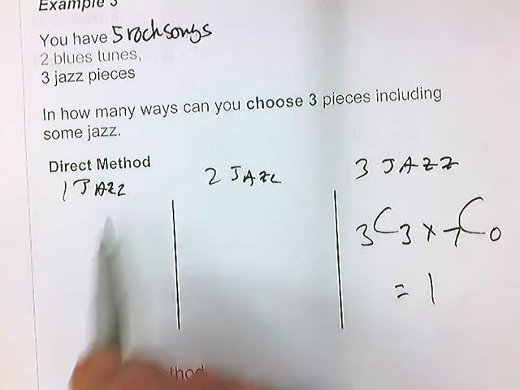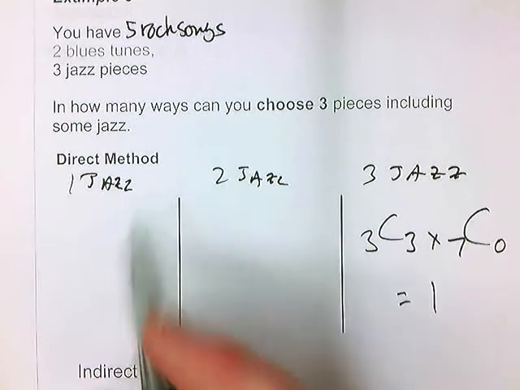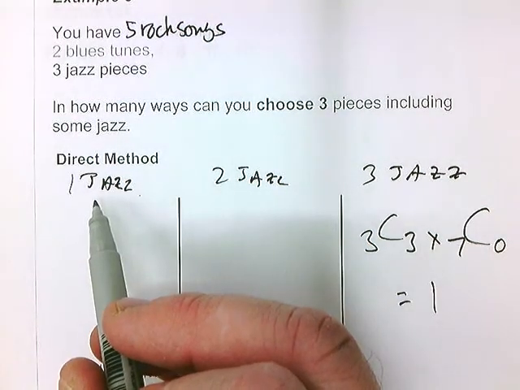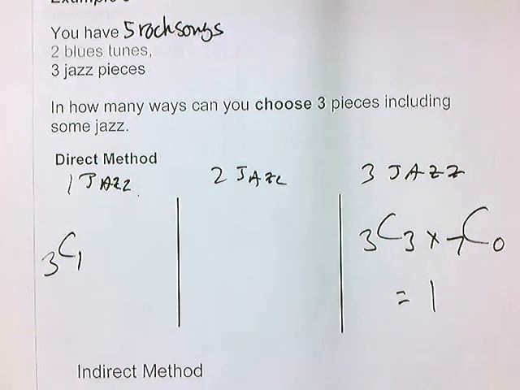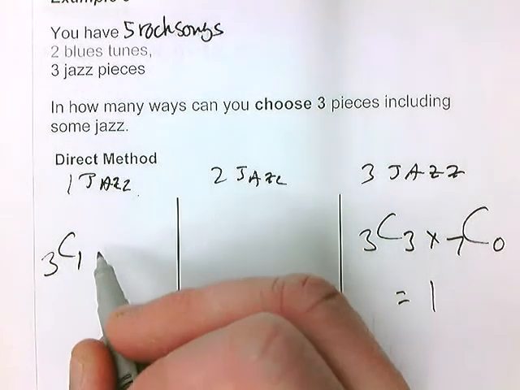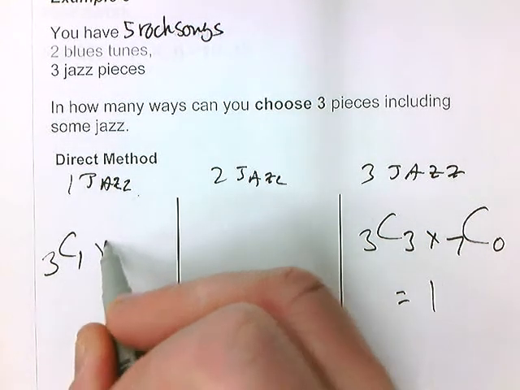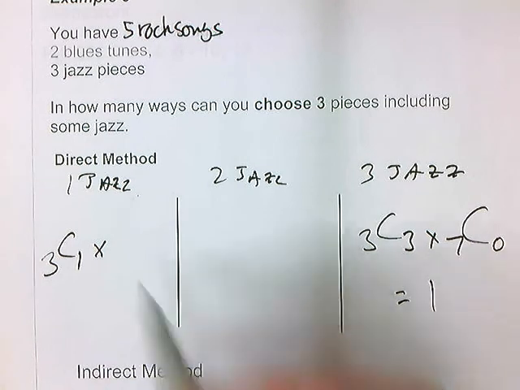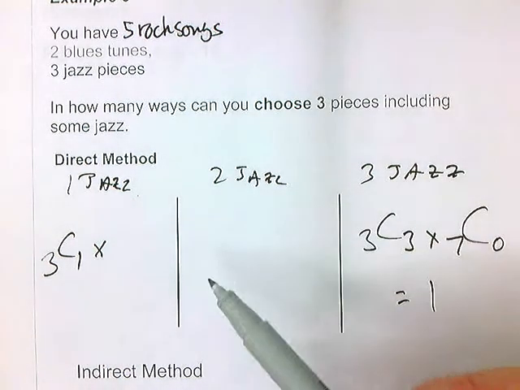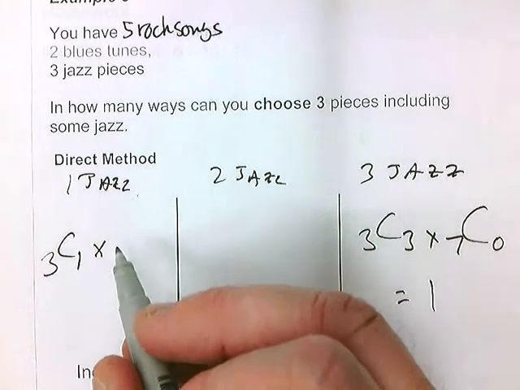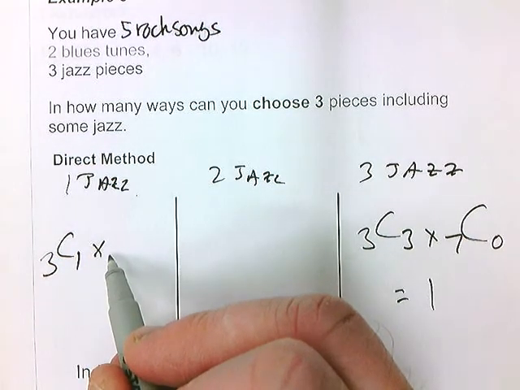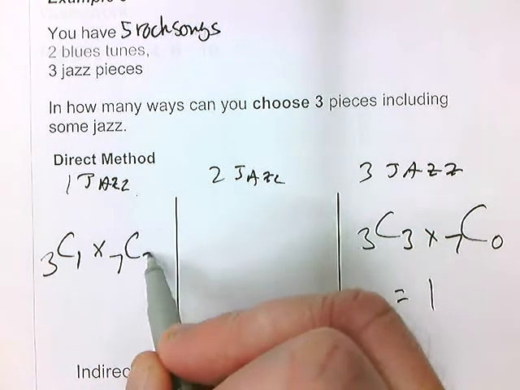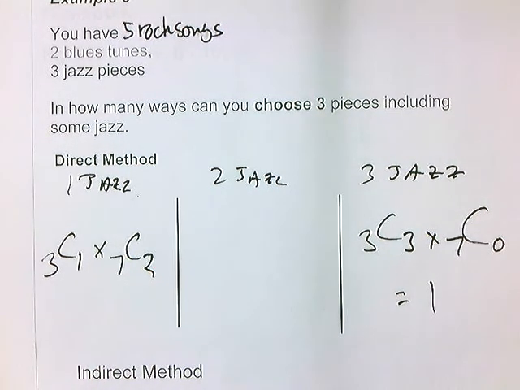Now backing up, let's go back to 1 jazz. Now, we have 1 jazz. We're basically choosing that one jazz song, and we're multiplying it by the number of combinations that we have left, which is really, when you think about the songs that we have left, we have 2 blues tunes and 5 rock songs, which is a total of 7, and we're choosing 2 more from that list. And that equals 63.